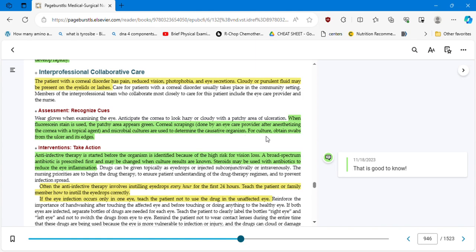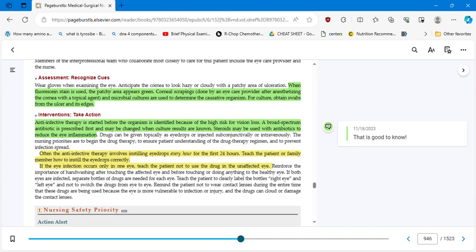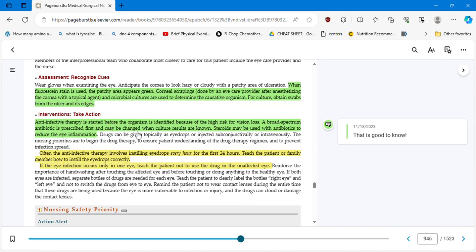For culture, obtain swabs from the ulcer and its edges. What is the intervention? Anti-infective therapy is started before the organism is identified because of the high risk for vision loss. So before the organism is identified, antibiotics or any other type of medication are going to be received. A broad spectrum antibiotic is prescribed first and may be changed when culture results are known.